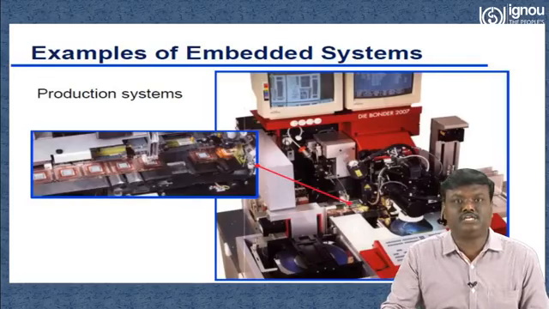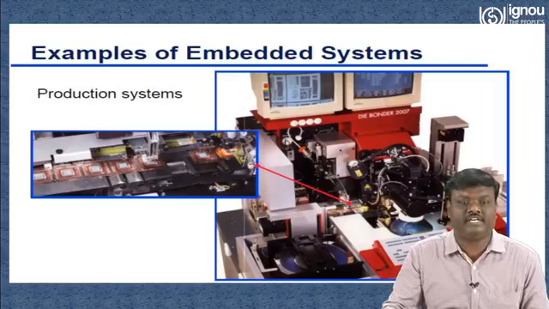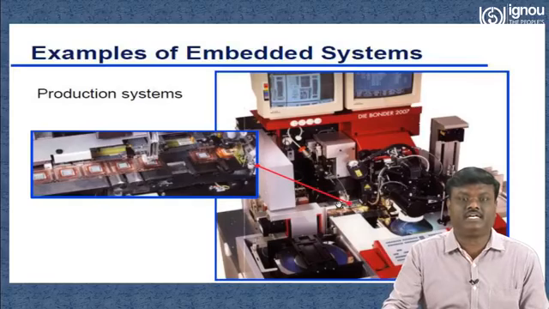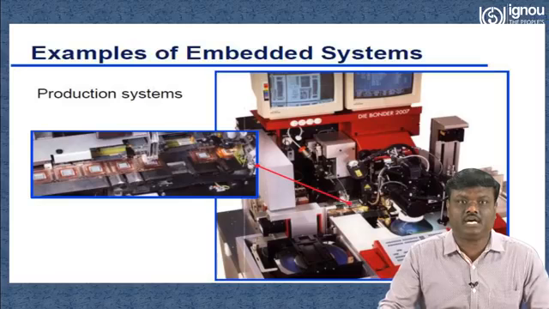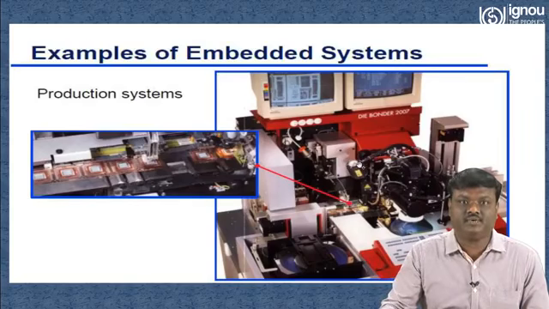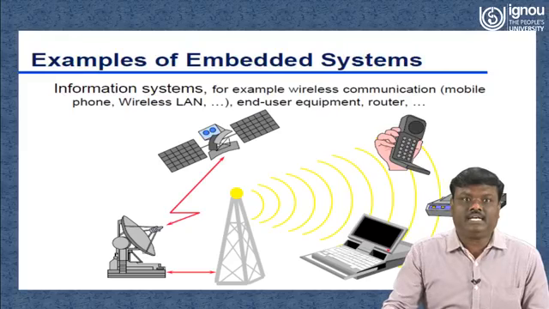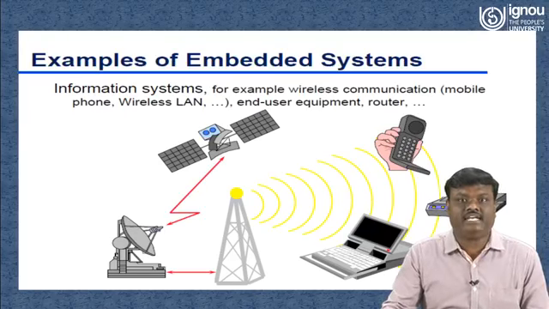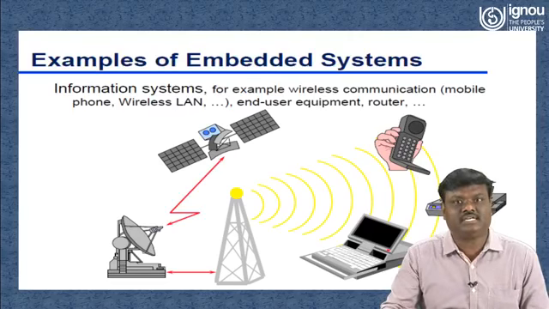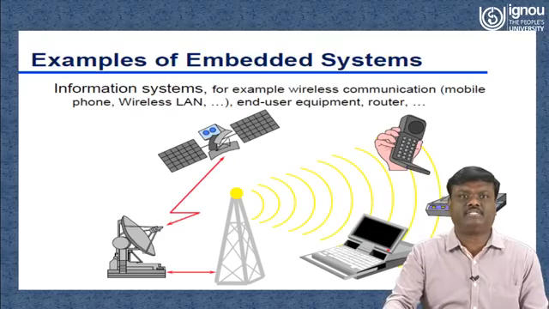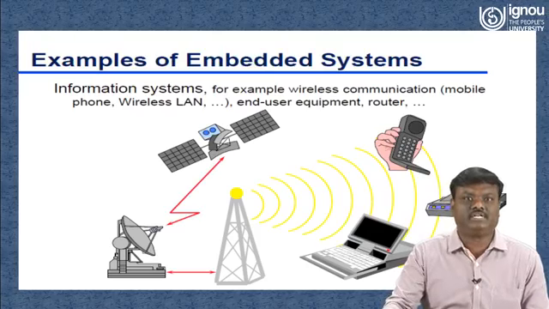Then there are industrial production systems. I have shown a figure here which is taking care of industrial production control, and you can see the embedded chip inside the production system. Another example is information systems like wireless communication, mobile phones, wireless LAN, and end-user equipment like wireless routers. All this comes under embedded systems, in the information system category.